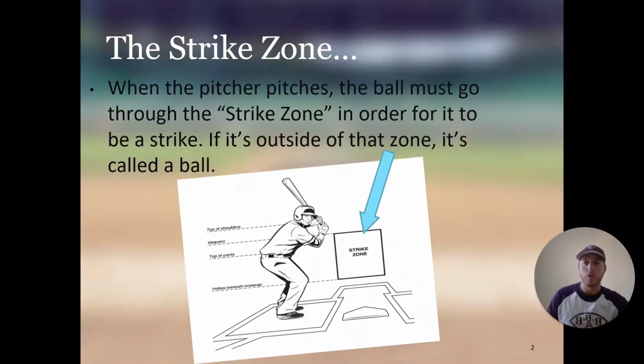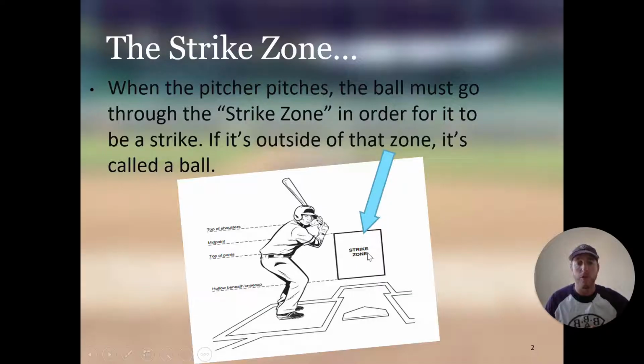The strike zone. When the pitcher pitches, the ball must go through the strike zone in order for it to be a strike. If it's outside of that zone, it's called a ball. So in this box right here, this is the imaginary box that's in all baseball. This is called the strike zone.